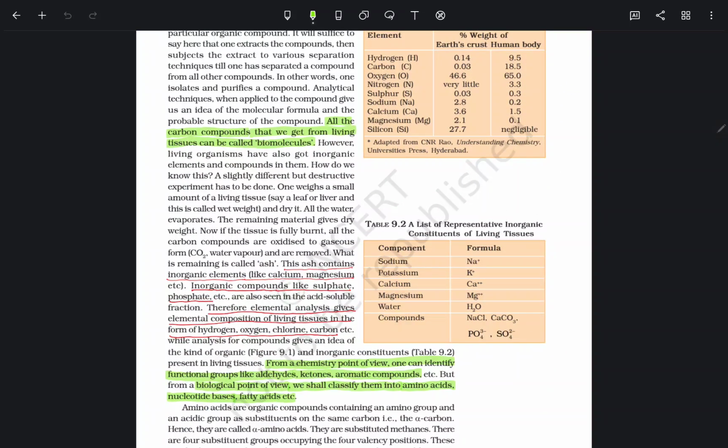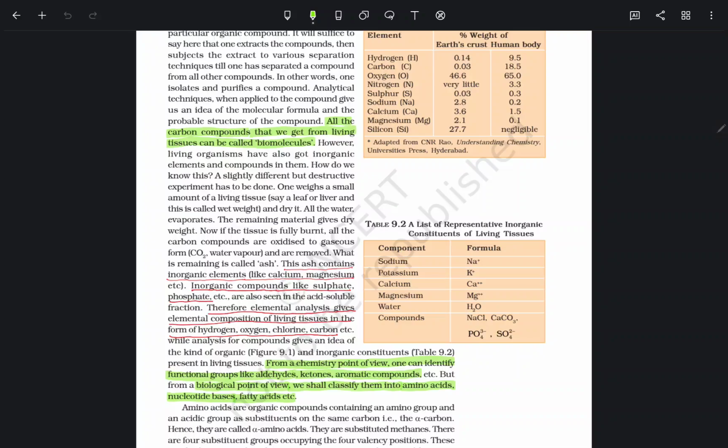All the carbon compounds that we get from living tissue can be called biomolecules. However, living organisms have also got inorganic elements and components in them. How do we know this? A slightly different but destructive experiment has to be done.